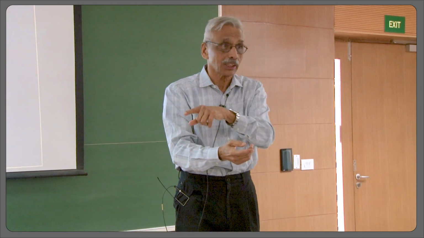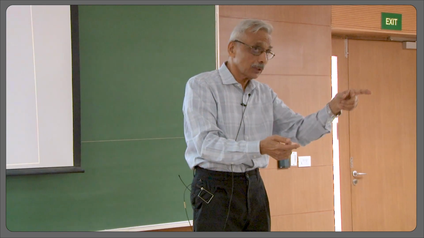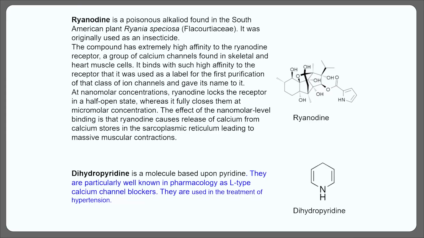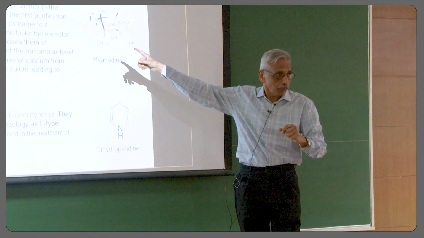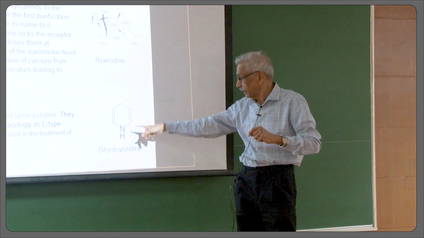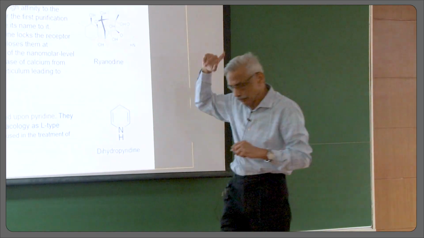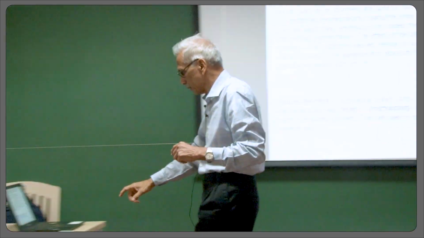What is the protein? Ryanodine receptor. It has affinity for what? An alkaloid. Where do we get it from? Please read for me the name of the plant. Ryania, whatever. Okay, great. So this is the ryanodine molecule that you get from here, which has affinity for that, and this is the dihydropyridine, which has affinity for the DHPR receptor.